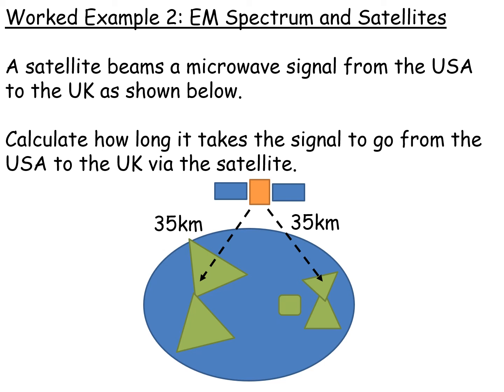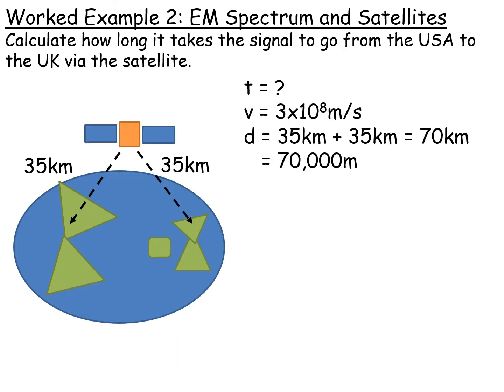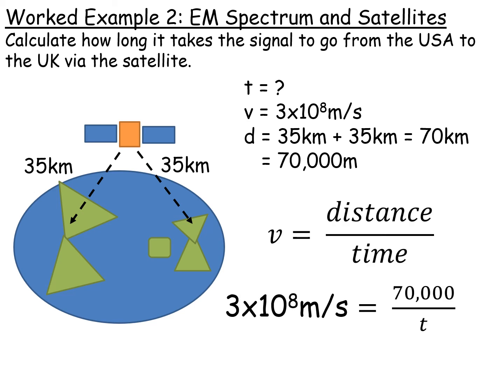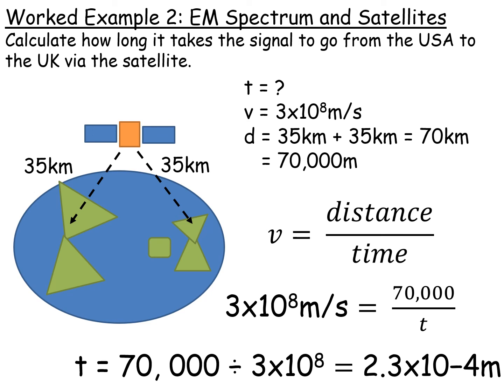Pause the video and have a go of it yourself if you're confident. If not, I'll show you the answer in the next slide. Okay, so what we do is, again, our KFC technique. We've got time, speed, and distance. Notice the distance is the sum of the 35 kilometers, which gives us 70,000 meters. Remember, we want distance in meters. We then use speed as distance over time. And then we get our answer is 2.3 times 10 to the minus 4 seconds, sorry, not meters. So just make sure that you recognize that this is minus 4 and that this should actually be seconds and not meters. Okay?